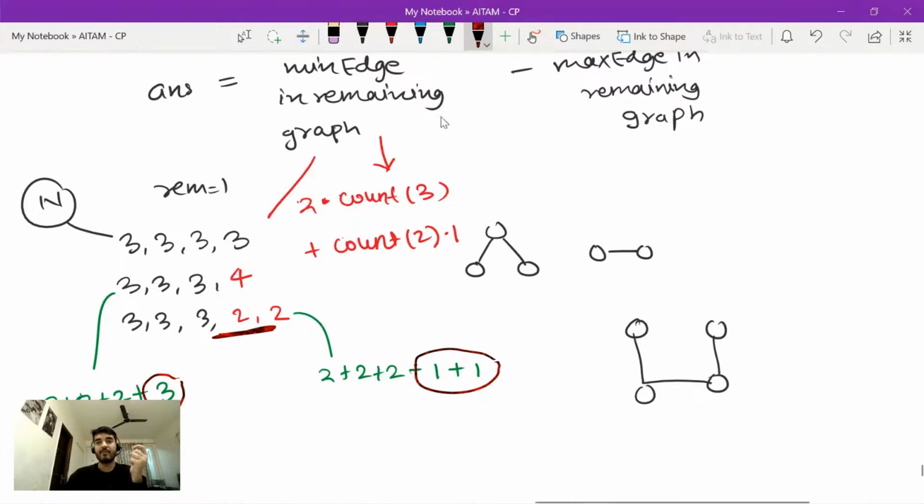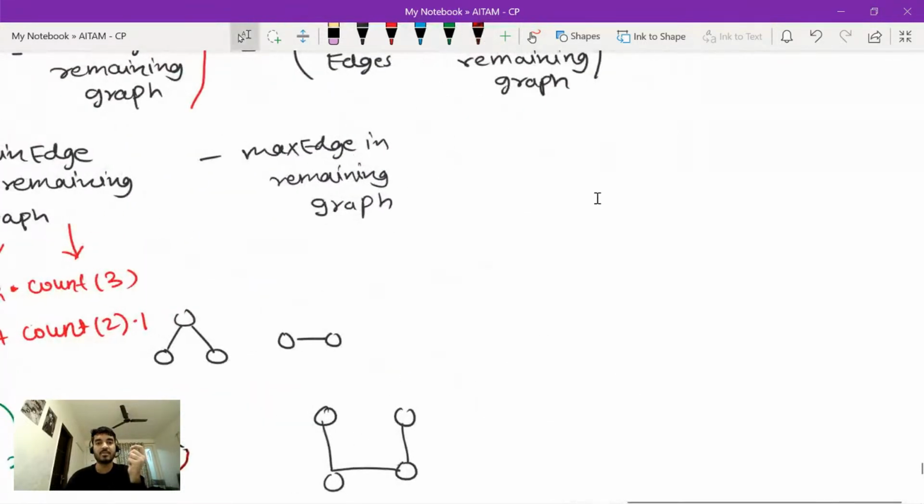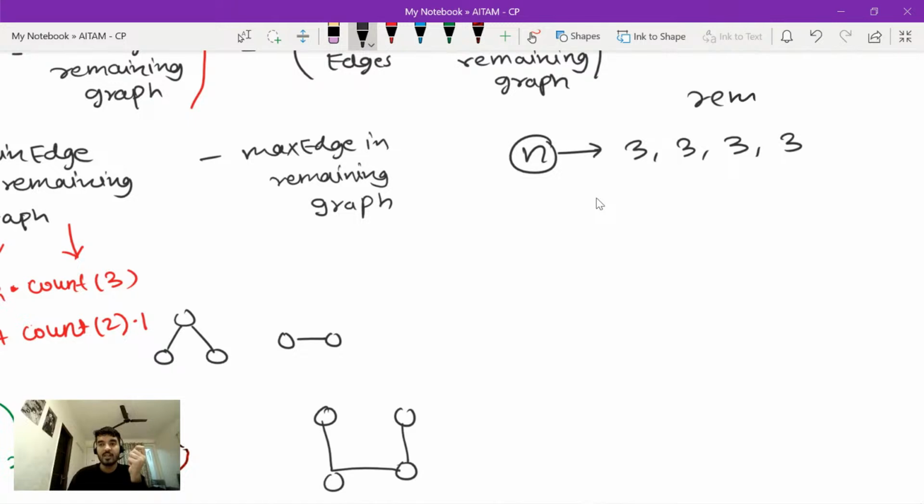Now in this case, what will be my answer to get the maximum edges in the remaining graph? So I know I have broken this n into chunks of 3. Now let's say the remainder is equal to 1. If the remainder is equal to 1 and I need to find the maximum number of edges in the remaining graph, then we must follow this path. That is 3, 3, 3, and then just simply add this one remainder here. Do not convert it into 2 comma 2, because this will not work.